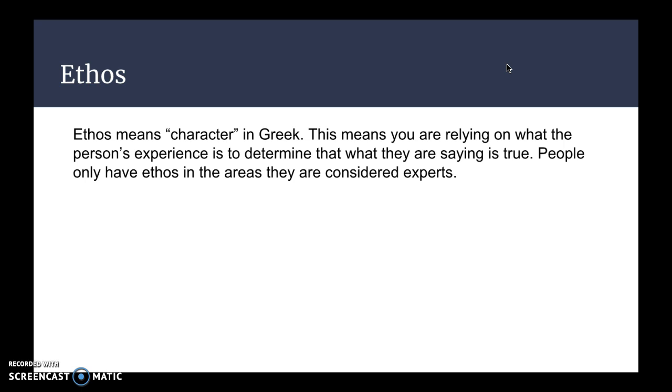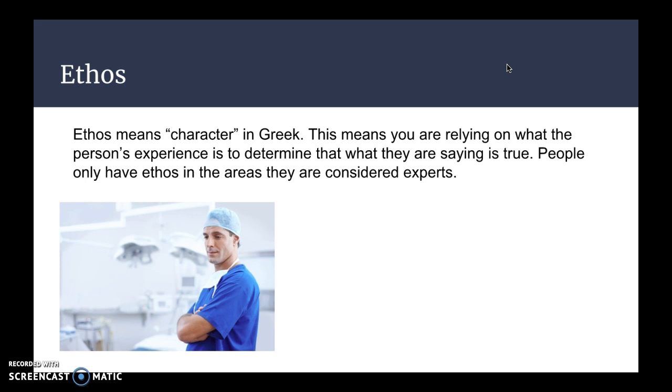Ethos means character in Greek. This means you are relying on what the person's experience is to determine that what they're saying is true. People only have ethos in areas that they are considered experts in. There are 2 ways you can gain ethos. The first is through education. For example, a doctor has ethos, but they only have ethos in the area they studied in school. For example, you would not want your foot doctor operating on your brain.